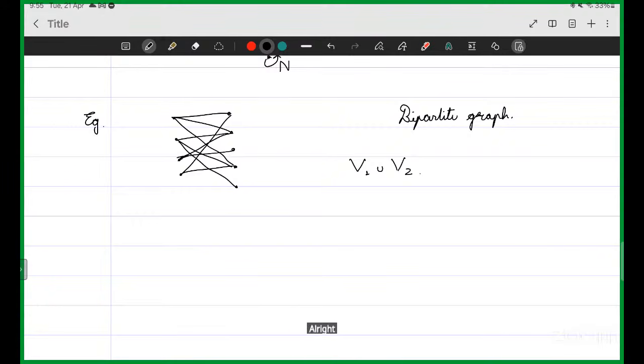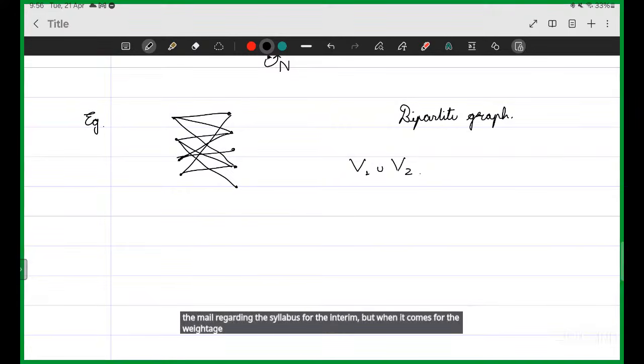All right. If there are no more doubts, we'll wrap up. I have a doubt before you close the session. With regard to the syllabus for the interim, we received the mail, but when it comes to the weightage, even though I understand it from 1 to 12, is there any special weightage that will be given from 9 to 12?